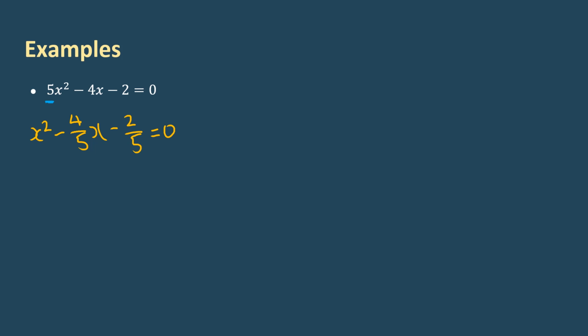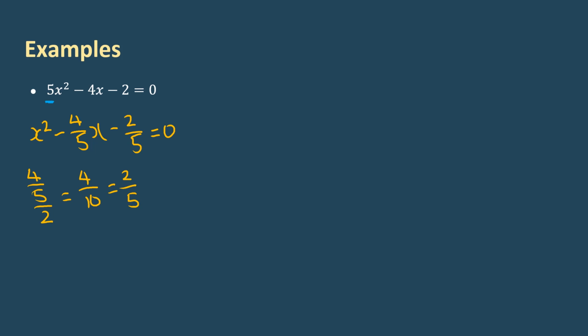So what do we need to do? We need to find what is b over 2. So b is 4 over 5 now. 4 over 5 divided by 2 equals to 4 over 10, which is equals to 2 over 5. Okay, now we have our b value. We can solve for the equation.